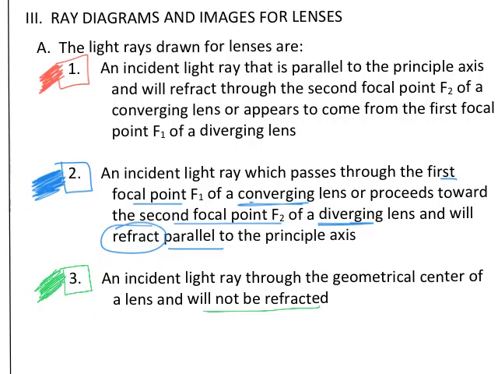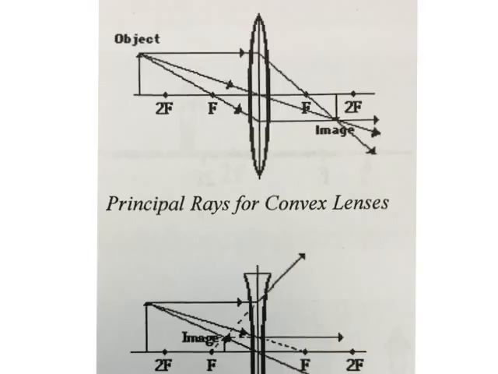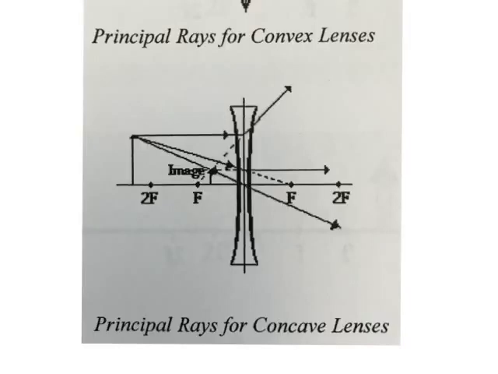So let's do a couple of examples. You already have some of these drawn, so I'm just going to trace over the colors. Ray number 1 would be the one that goes parallel and then refracts through the focal point. For my diverging lens, that ray would start out parallel and refracts where it lines up with the focal point. So there's a dotted line right here. Now remember, these are just examples. You shouldn't be drawing anything yet.